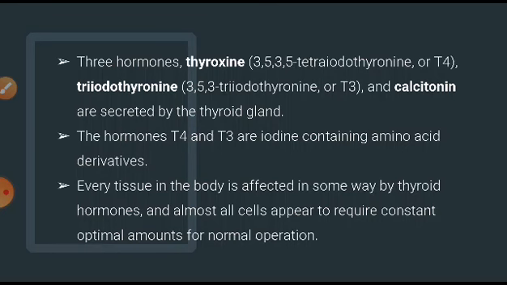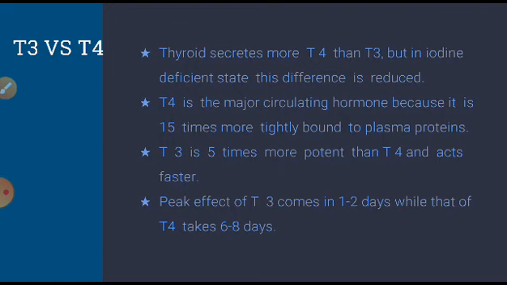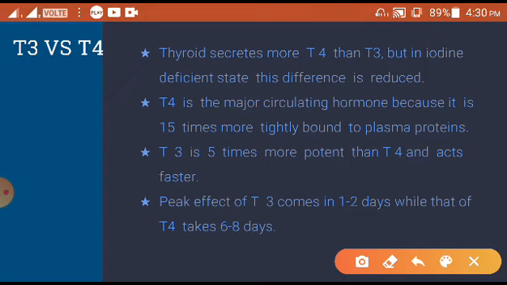Now we will see the difference between T3 and T4, right? You can understand here that the thyroid secretes more T4 than T3. There are very important points I am going to tell you. The thyroid secretes more T4 than T3, but in an iodine-deficient state this difference is reduced. T4 is the major circulating hormone because it is 15 times more tightly bound to plasma protein. So T4 is more in the bound form compared to T3, and T3 is more free, as I told you before also.